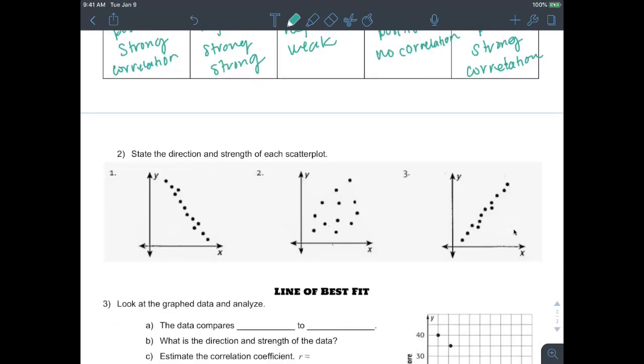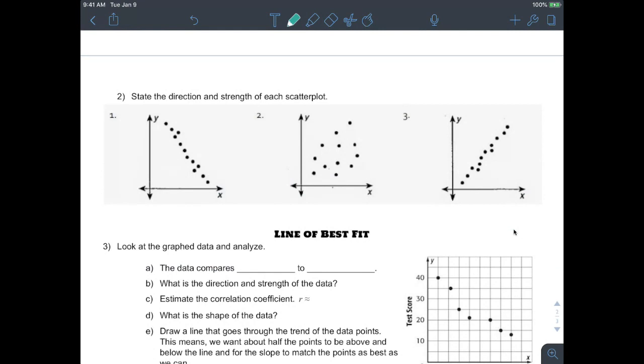Okay, the next ones. Based off of the graph, what's our direction and our strength? So I can see the direction of the points are negative. As x increases, y is decreasing. And if I draw in a line right here, the points are really close to it, so this is going to be a strong correlation. The next one is all over the place, so no correlation, no direction, and it's not strong or weak.